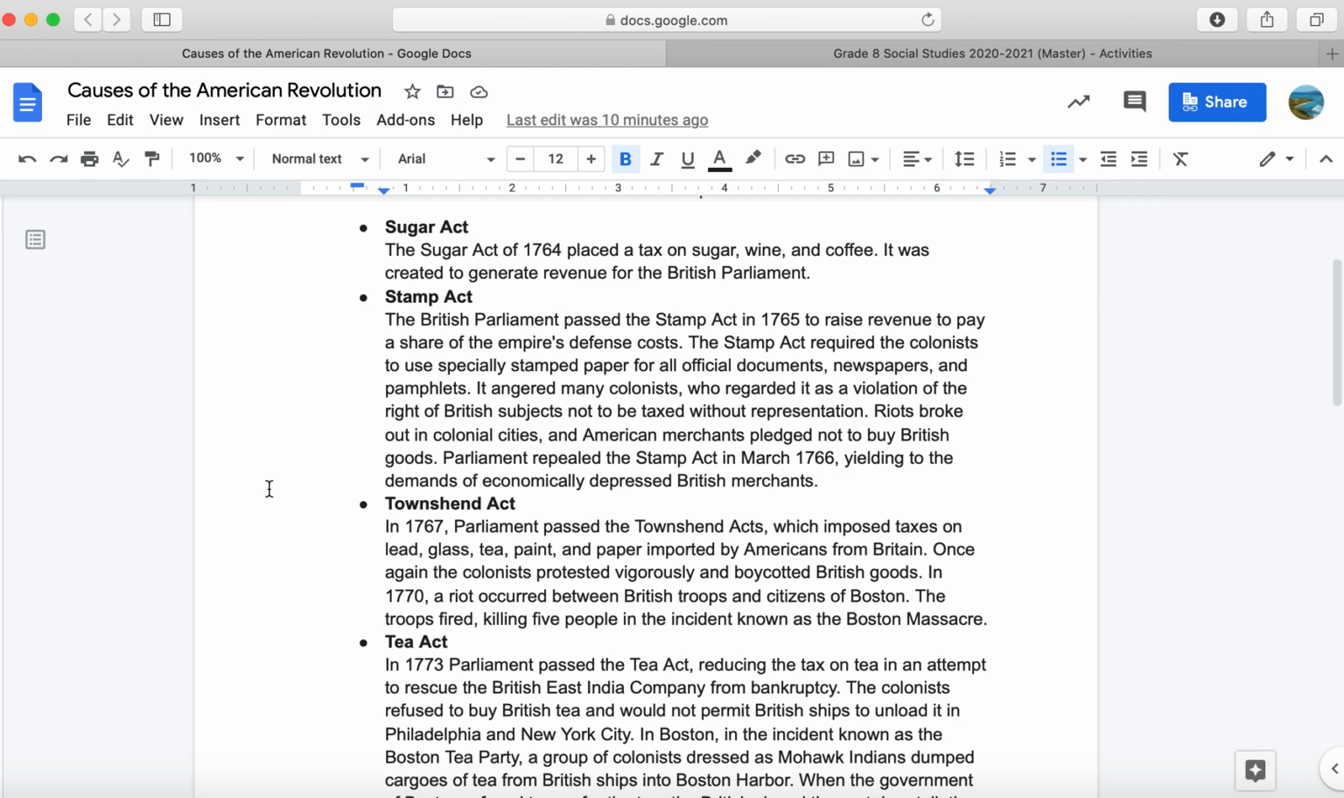be taxed without representation. Riots broke out in colonial cities, and American merchants pledged not to buy British goods. You'll remember that that's called a boycott. Parliament repealed the Stamp Act in March of 1766, yielding to the demands of economically depressed British merchants.